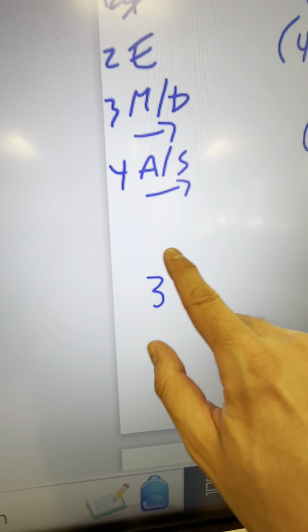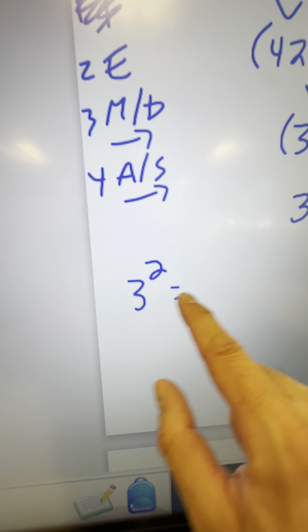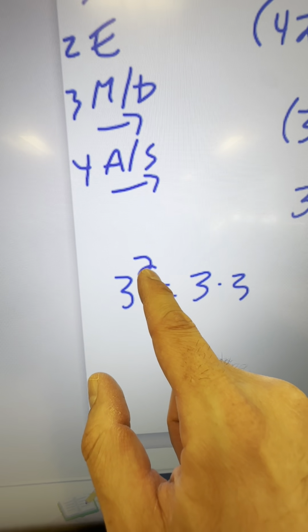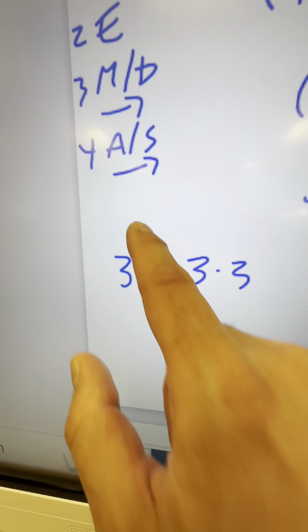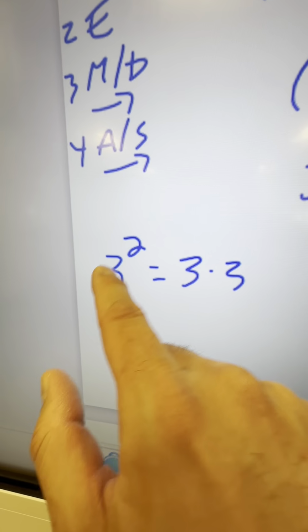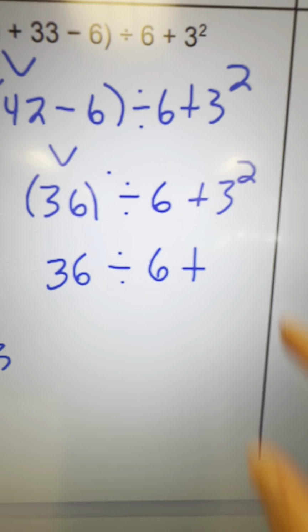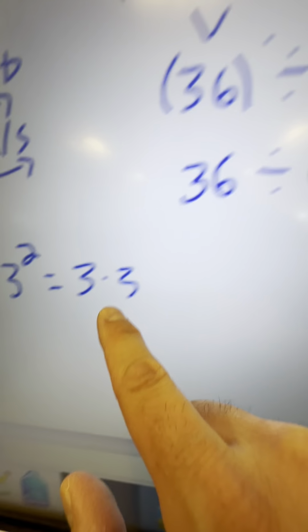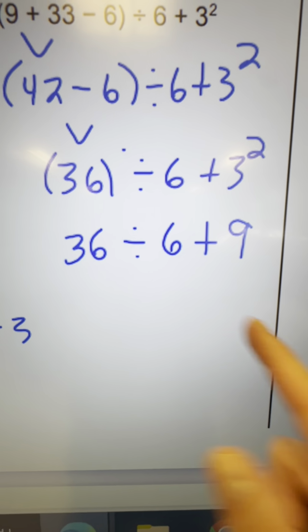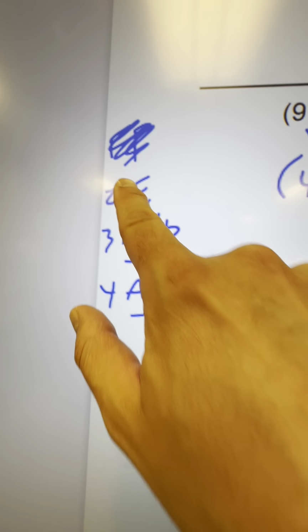Remember, 3 squared, the exponent tells you to have 2 3's, and they're both being multiplied together. This is a shortcut for repeated multiplication. So 2 3's multiplied together. That's what the exponent tells you. 2 of these. So 2 of them multiplied together. So 3 squared, I can see, is 3 times 3. And 3 times 3 is 9. And now, we're done with our second step, exponents.